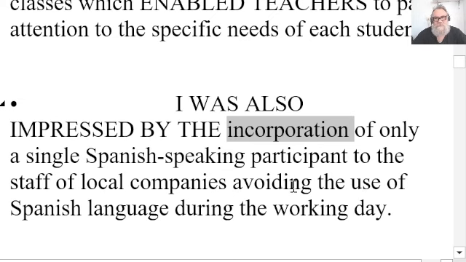So, how do we say this better? You're trying to say that only one Spanish person was sent to the company, which meant that the Spanish people couldn't talk to each other in Spanish during the day.